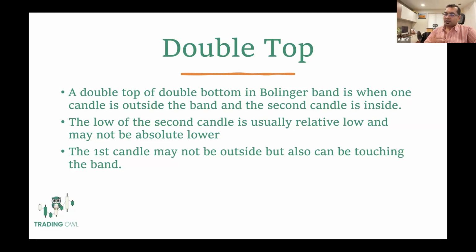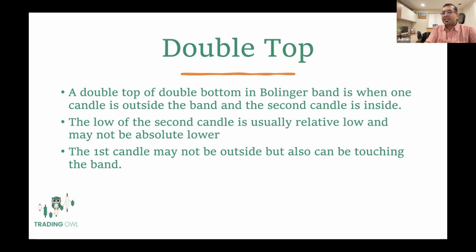Likewise, the M pattern helps us exit a particular stock and maybe even go short at the peak of the rally. So double top or a double bottom in Bollinger Band is when one candle is outside the band and the second candle is inside. Now this is a double top. Double top can also happen along with an M pattern, and a double bottom can happen with a W pattern. I will show you these examples going forward.